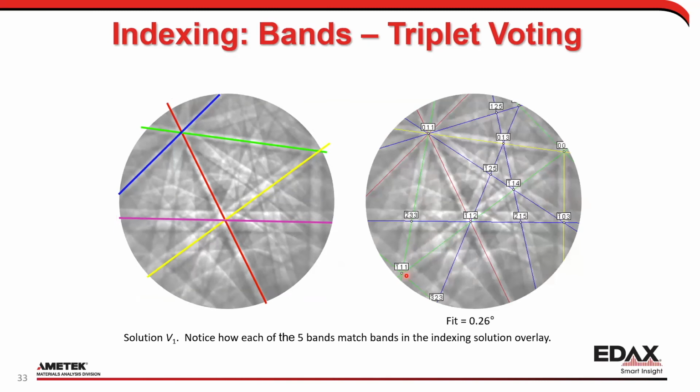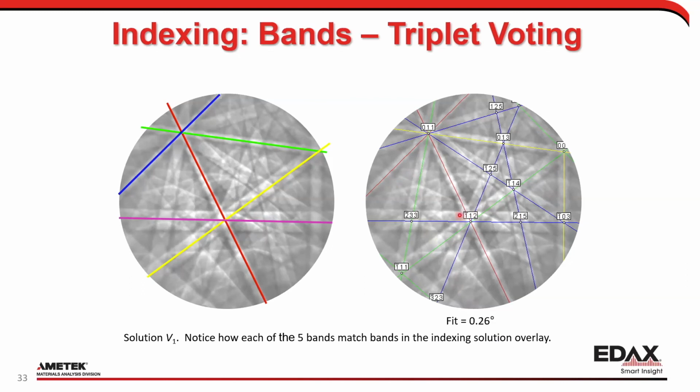And in the end, here is the solution, and you can see that all 5 bands matched. We get a very low fit value. This fit value is basically a deviation between the index solution and the actual pattern, what we found the lines to be. So again, it's a deviation. If you're a user of one of our competitors, they also call this the mean angular deviation, or the MAD. So here we can see a low fit value. We're nice and good. Everything's in the middle. This is a correct solution.